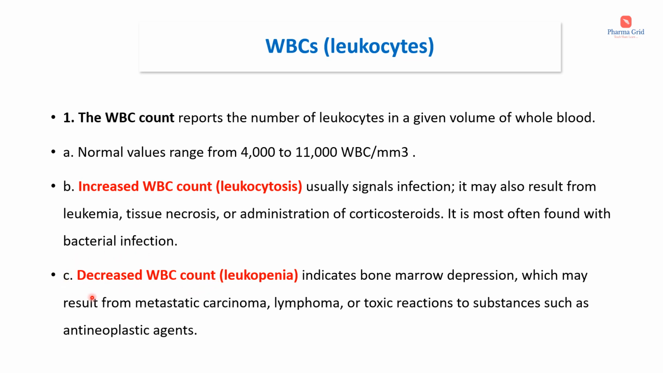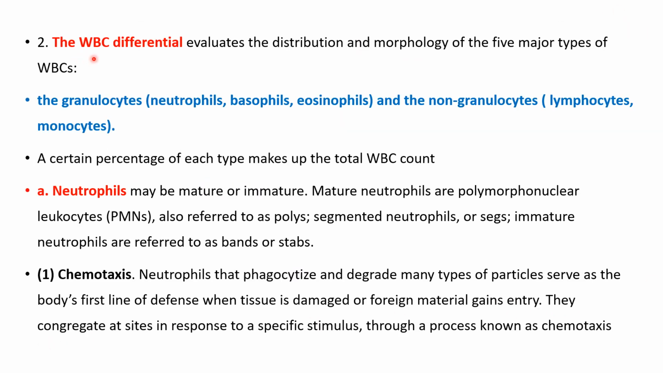Then decreased WBC count, which is known as leukopenia, indicates bone marrow depression, which may result from metastatic carcinoma, lymphoma, or toxic reactions to substances such as anti-neoplastic agents. The WBC differential test evaluates the distribution and morphology of the five major types of white blood cells. The granulocytes such as neutrophils, basophils, and eosinophils, and the non-granulocytes such as lymphocytes and monocytes. A certain percentage of each type makes up the total WBC count.